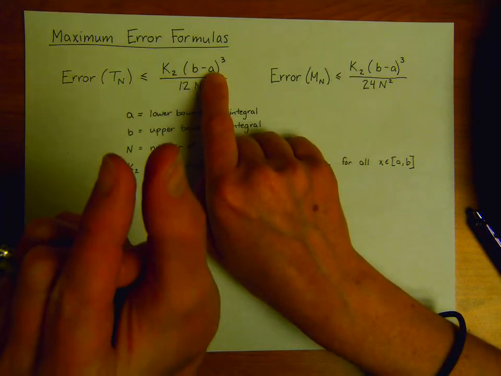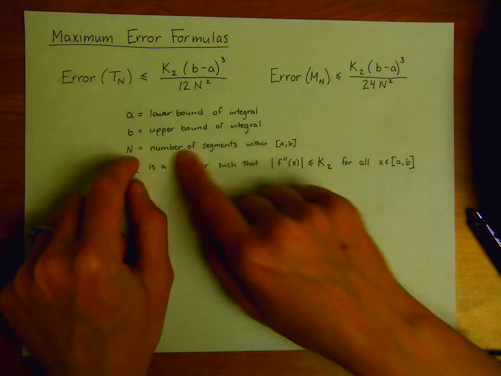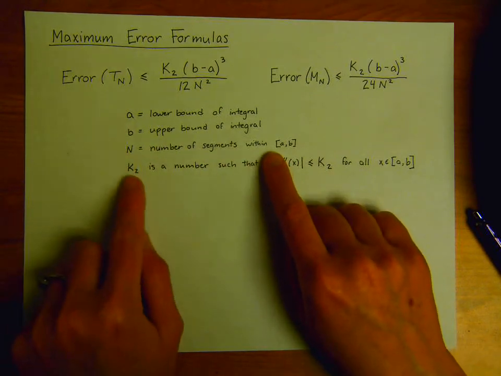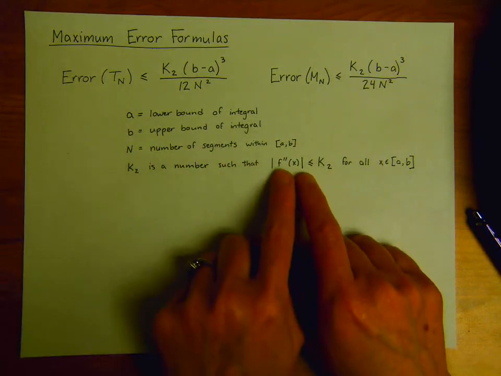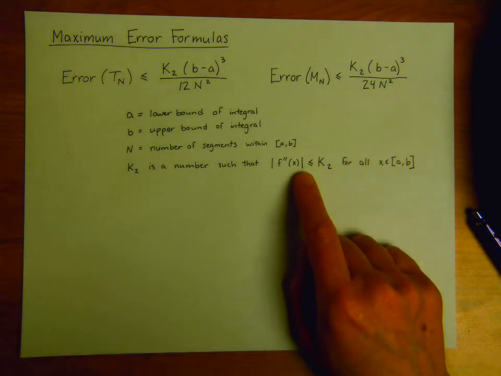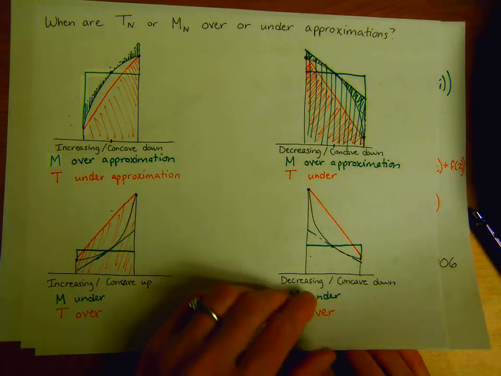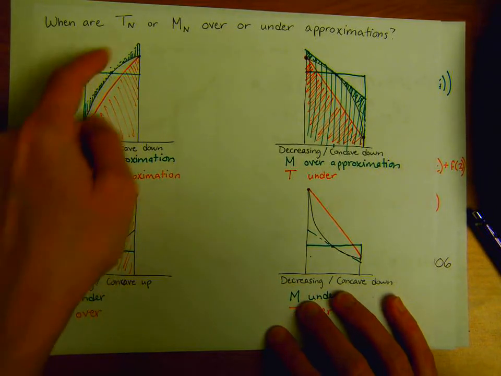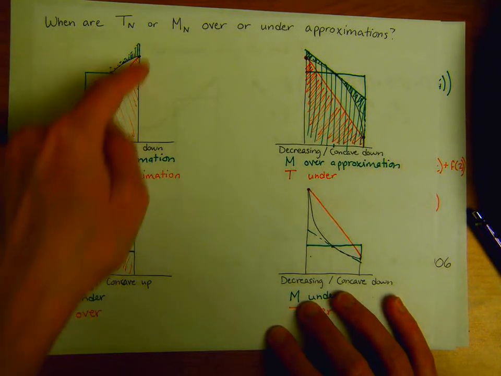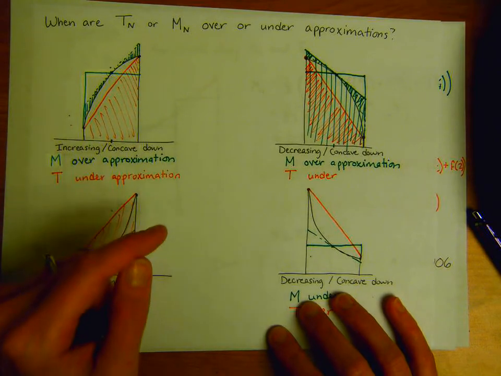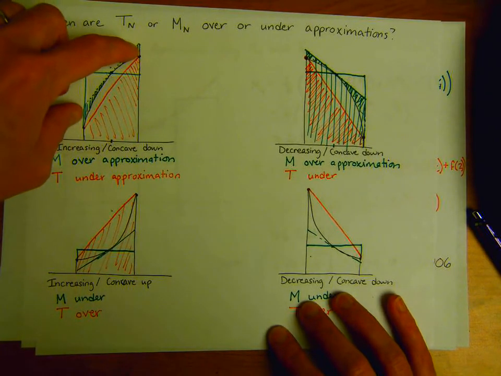As you get more and more intervals, they get smaller and smaller, and the error is going to decrease. It's also dependent upon the second derivative. That makes sense visually here: whether we got an under or over approximation had to do with whether the function was concave down or concave up, and the measure of concavity is our second derivative test.